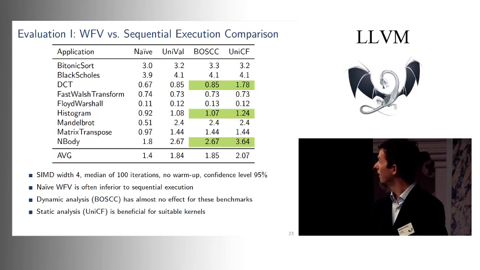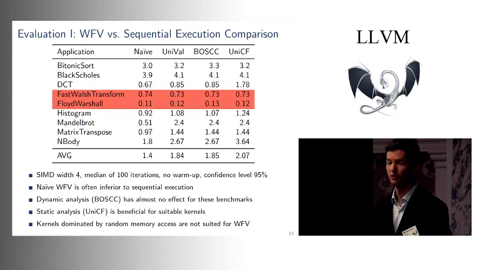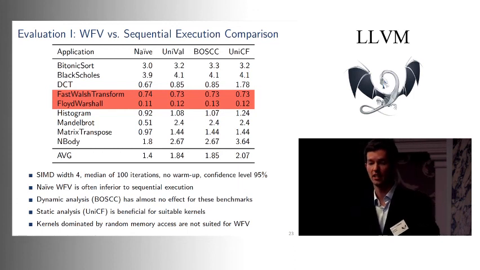However, we still have to say that there are still cases that are right now not suited for vectorization, or at least not for our algorithms. That is, especially the Floyd-Warshall is mostly dominated by random memory access, and actually decreases quite a lot in performance.